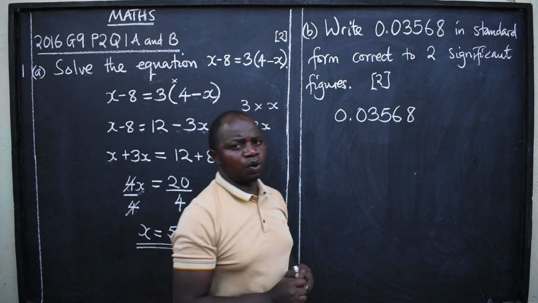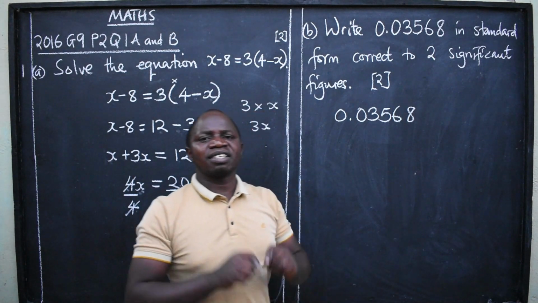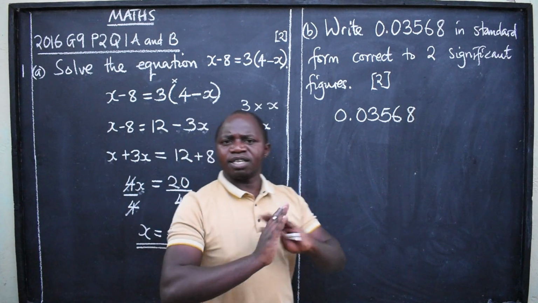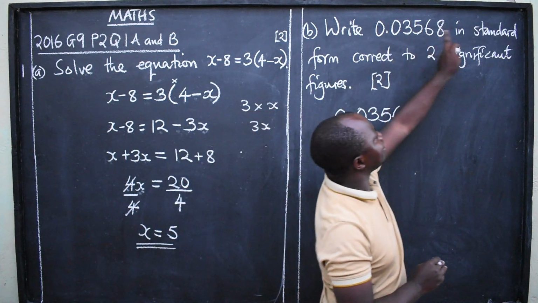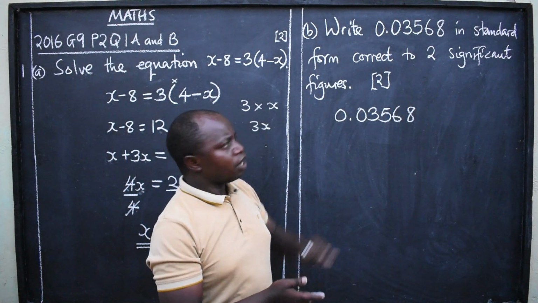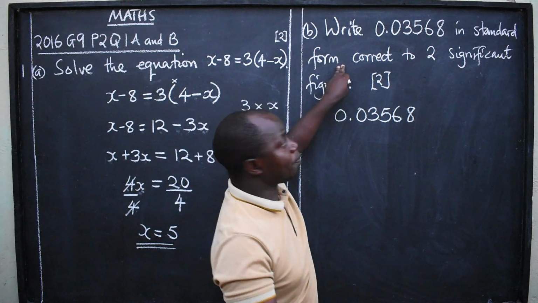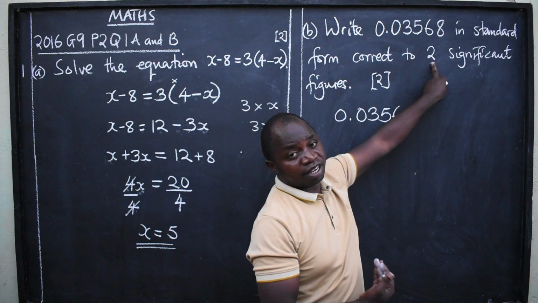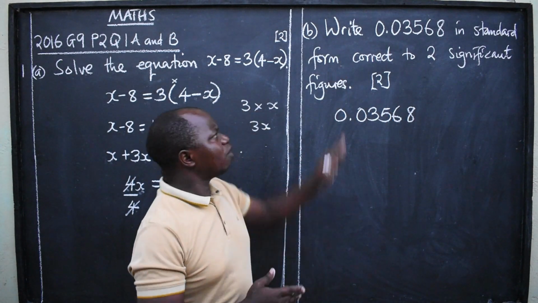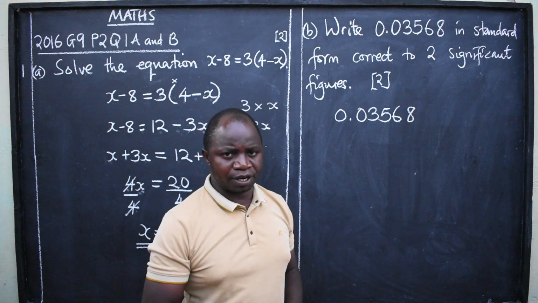I want you to know that when they say standard form, it is the same as saying scientific notation. So don't get confused in the test, in the exam, when they say write this in scientific notation. It is the same as a standard form. So first part we have to write in standard form, second part correct to two significant figures. So two parts are involved in here. The question is, how do you write a number in standard form or in scientific notation?